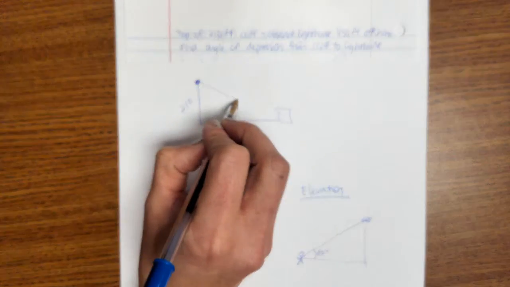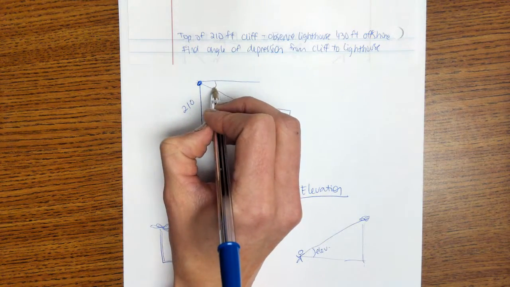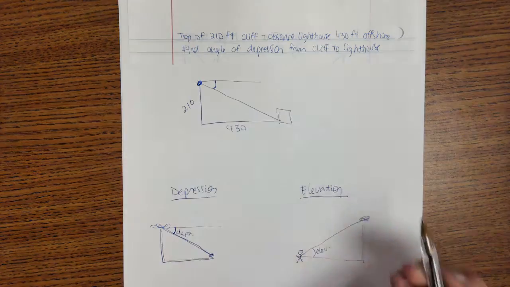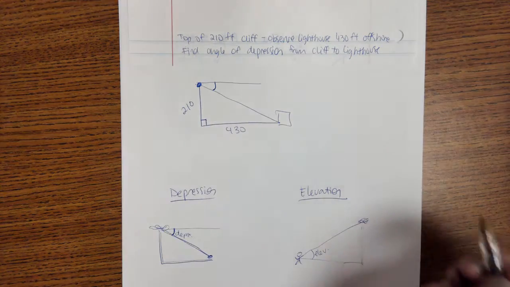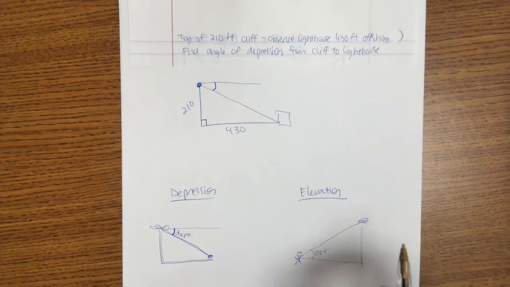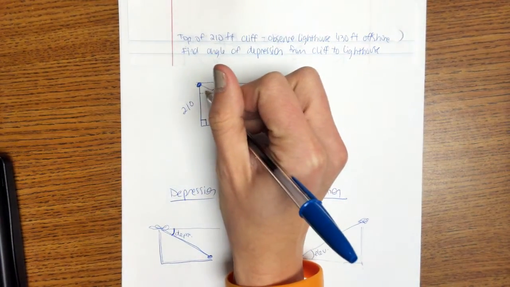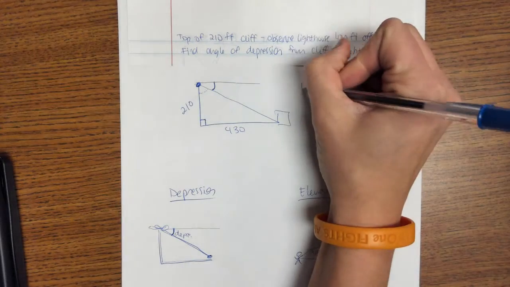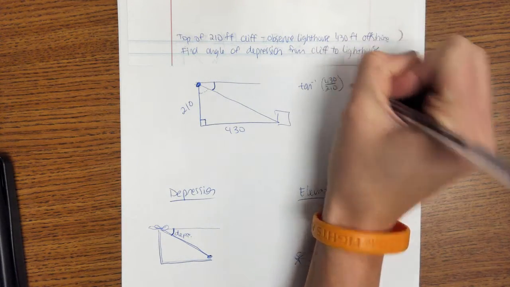So we're looking down to that lighthouse. The angle of depression is going to be this piece right here. So now we look at what we have. The cliff, we can assume, makes a right angle with the shore. So what we can find would be this piece right here. So using this piece, we have opposite and adjacent. We're going to do inverse tangent of 430 over 210.